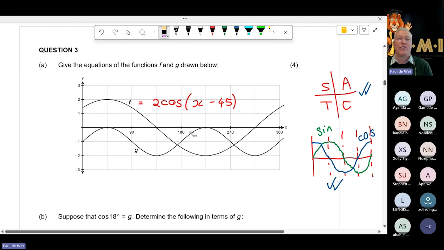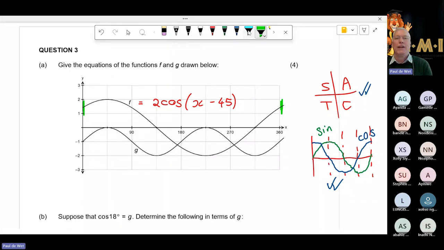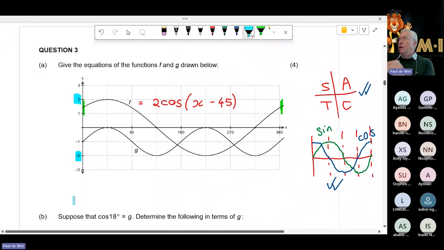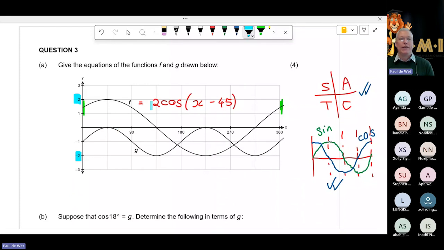Are we happy if this is right or wrong? Guys, is everyone happy that, let's answer some questions about this graph. How long did it take to do a full cycle? 360 degrees. The period has not changed. What's the overall height of this graph? It's actually 4. Do we agree? It's normally 2. So this is correct.